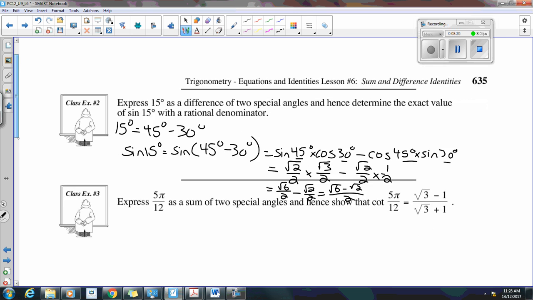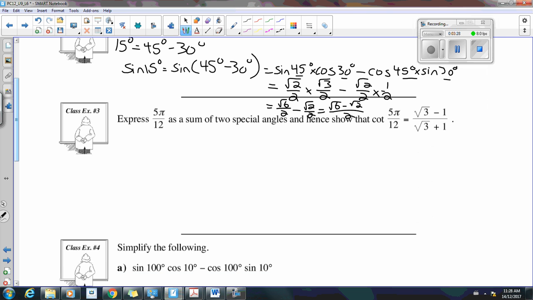Okay, example 3: express 5 pi over 12 as the sum of two special angles and hence show that the cotan of 5 pi over 12 is root 3 minus 1 over root 3 plus 1. This probably would be slightly easier if we changed 5 pi over 12 to degrees and then found this sum, but it's possible to do with radians. We can say 5 pi over 12 is equal to pi over 4 plus pi over 6. If you make a common denominator, you'd find that that does equal 5 pi over 12, or 1/4 plus 1/6 is 5/12.